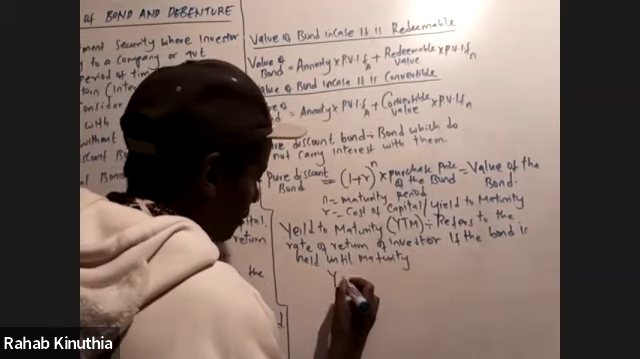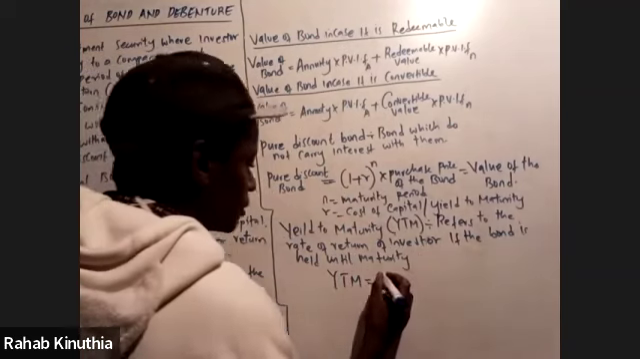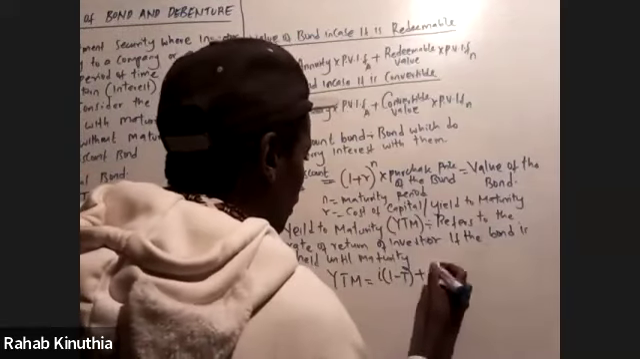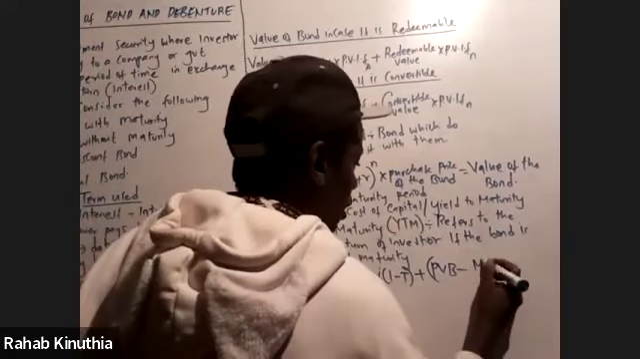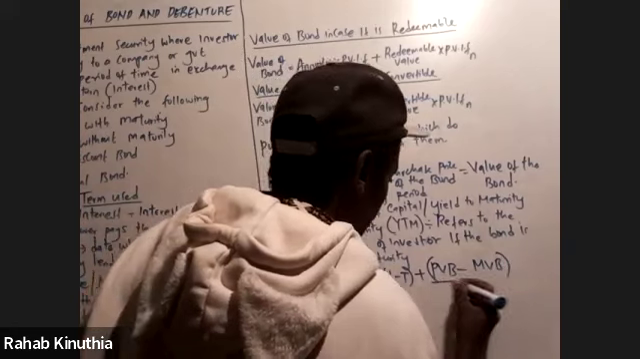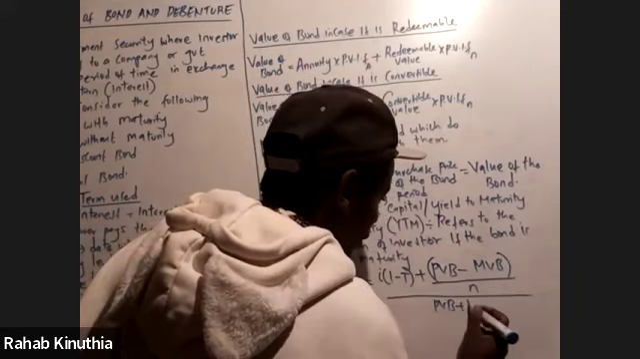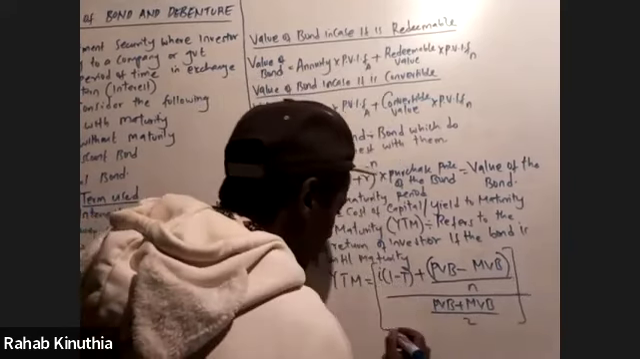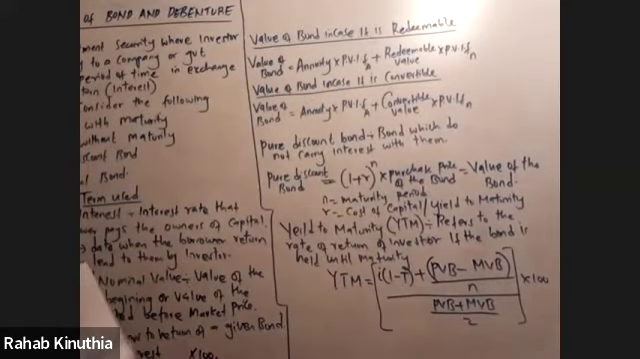So YTM is given by I times 1 minus tax, plus par value of the bond minus market value of the bond, divided by N. Then everything we divide by par value of the bond plus market value of the bond divided by 2. Then your answer you shall multiply by 100.